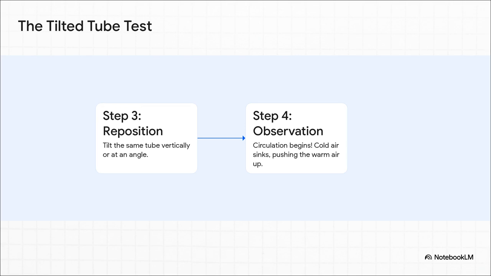And here it is, the aha moment. We take that exact same tube, we don't change the temperature at all, we just do one tiny thing. We tilt it, and bam. Instantly, a current starts. Gravity gets a hold of that cold, dense air and pulls it straight down. And as it falls, it literally shoves the lighter, warmer air up the other side. You get this continuous loop, you get wind.